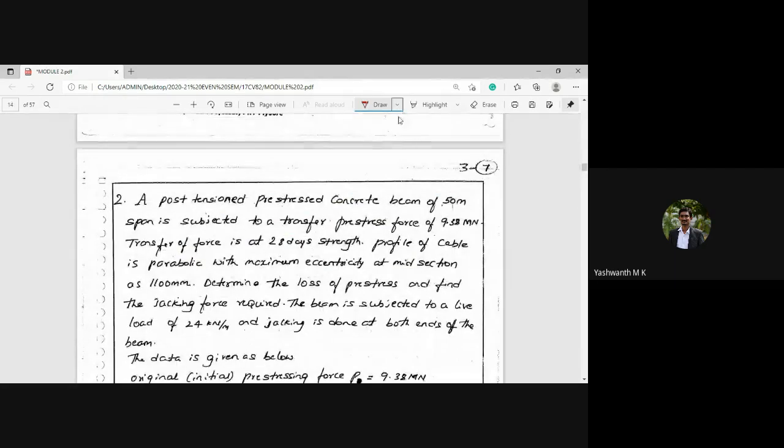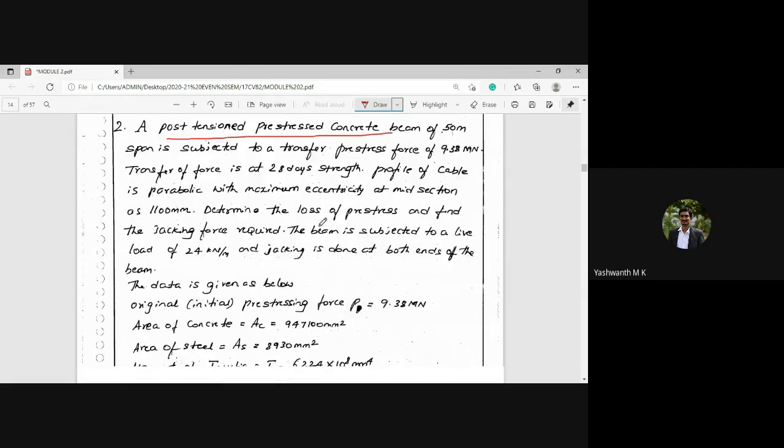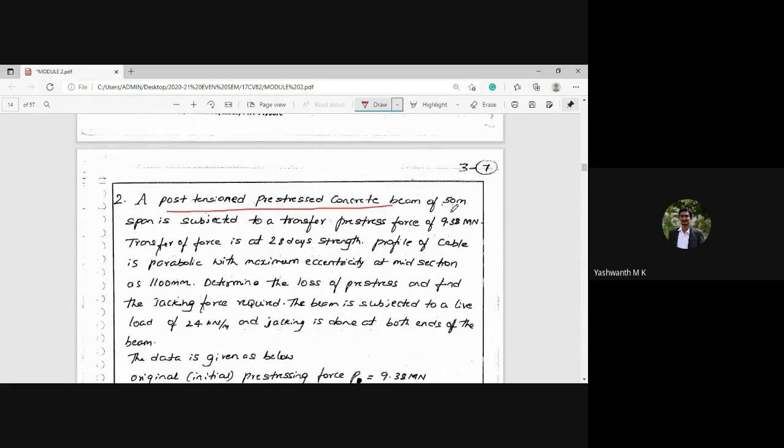So next, the problem says like this. It is a post-tension pre-stressed concrete beam. So please be careful. A 50-meter span is subjected to a transfer pre-stressing force of 938 meganewton. So instead of kilonewton, it is given in meganewton. MN means meganewton, that is 9.38 into 10 to the power of 6 Newton. Transfer of force is at 28-day strength. The profile of the cable is parabolic. So please note this down.